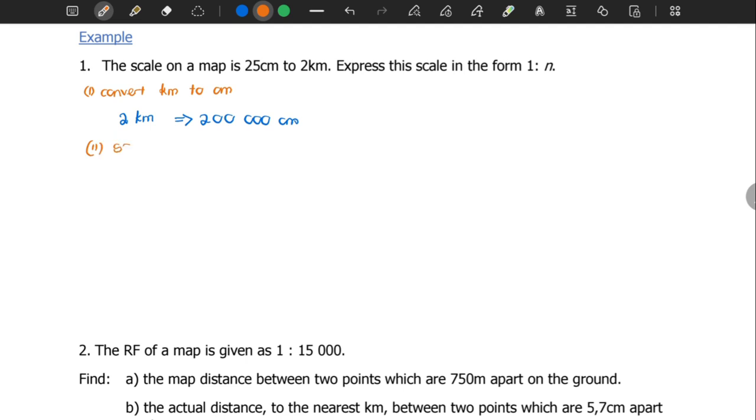And then next thing will be the scale, which is 25 is to 200,000. Then you divide both sides by 25, so that you're left with 1 on the left hand side. Then it becomes 1 is to 8,000.